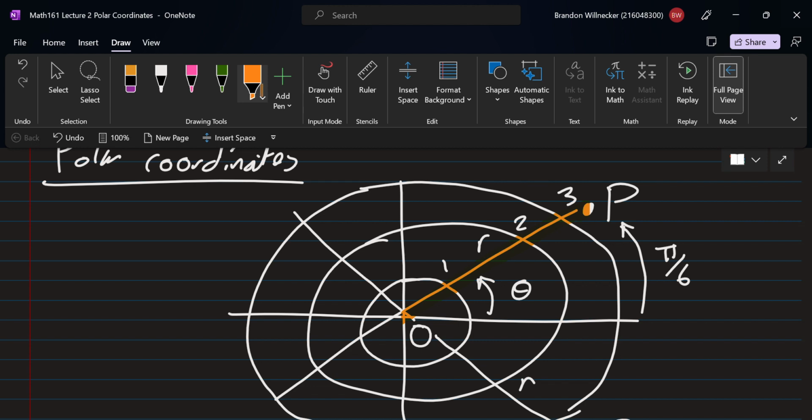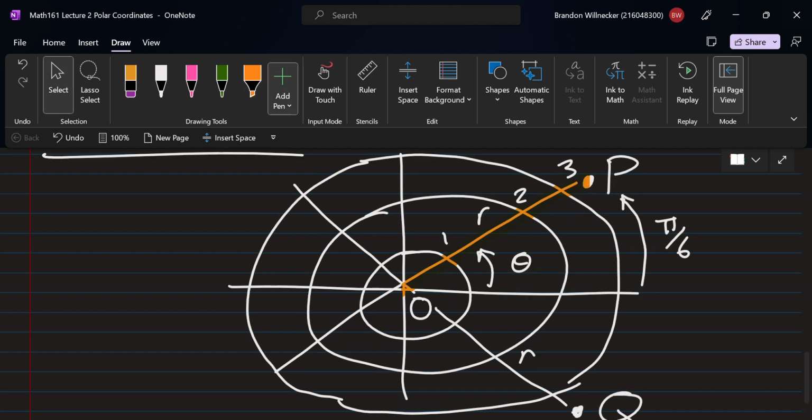But all the points on that circle, the circle going around here, are the same distance. We're interested in just P, not all the points. So how do we distinguish between point P and other points on the circle? We look at the angle. This angle tells us how far around the circle we are.